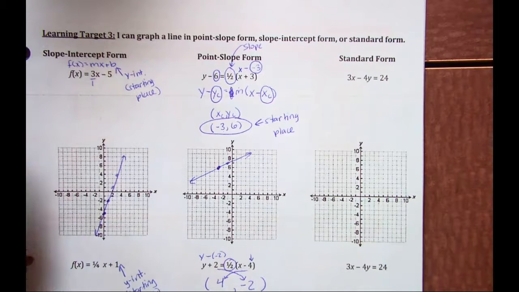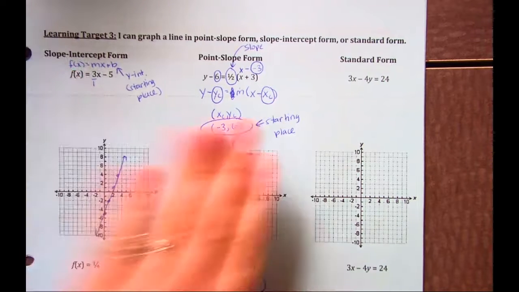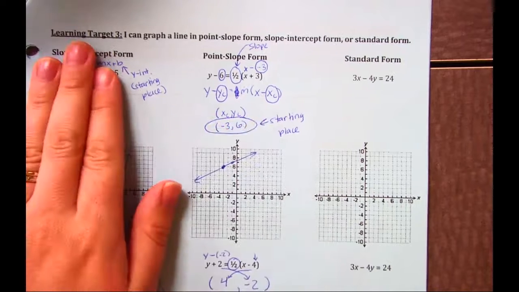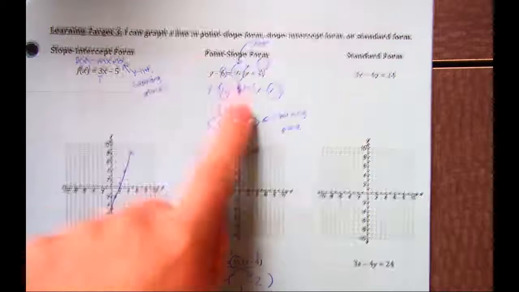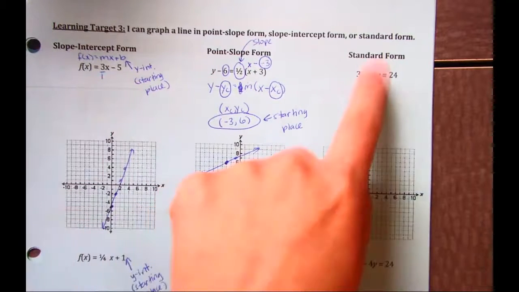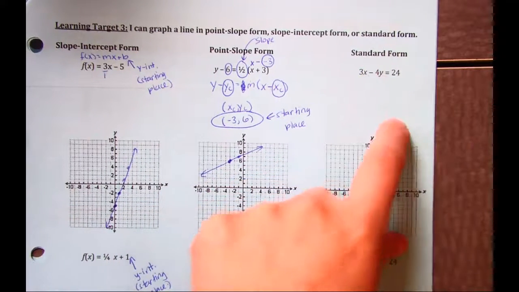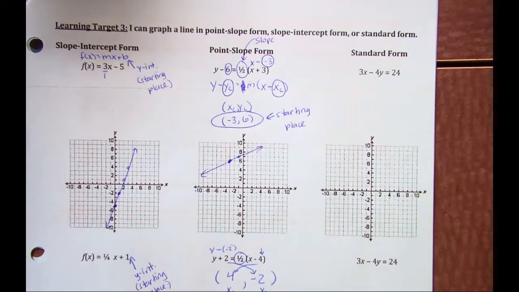So far we've talked about slope-intercept and point-slope form when it comes to our learning target 3, which is graphing a line in point-slope form, slope-intercept form, and standard form. Today we're going to talk about standard form, the last one.